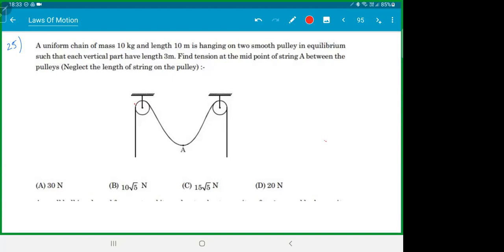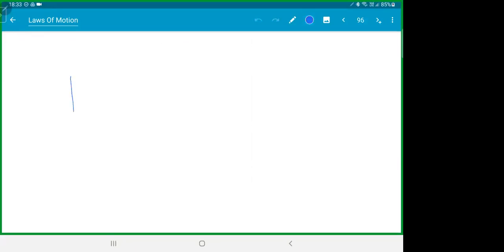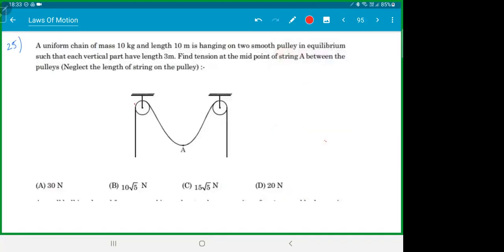Any answers? Didn't get this thing. Let's see. A uniform chain of mass 10 kg, length 10 meter. So every 1 meter is 1 kg. The vertical part is 3 meters long. Find the tension at the midpoint of the string between the pulleys. Fair enough. So this part of the chain which is hanging, the vertical part, I'll just name them something. I'll just call this point A here. This is also A. It's the same point. Okay, we're already using A. So let's call this B here. So this is also B, and that is A.